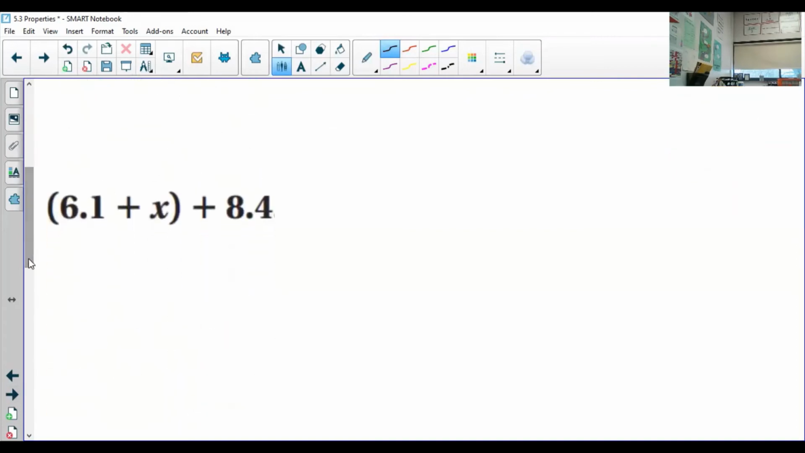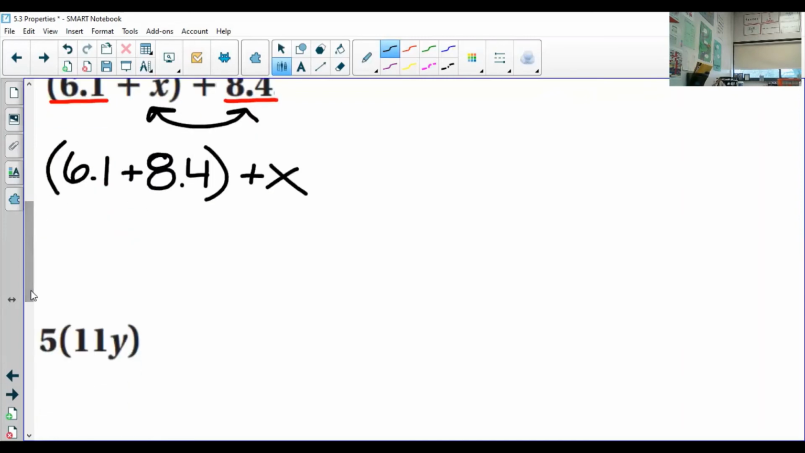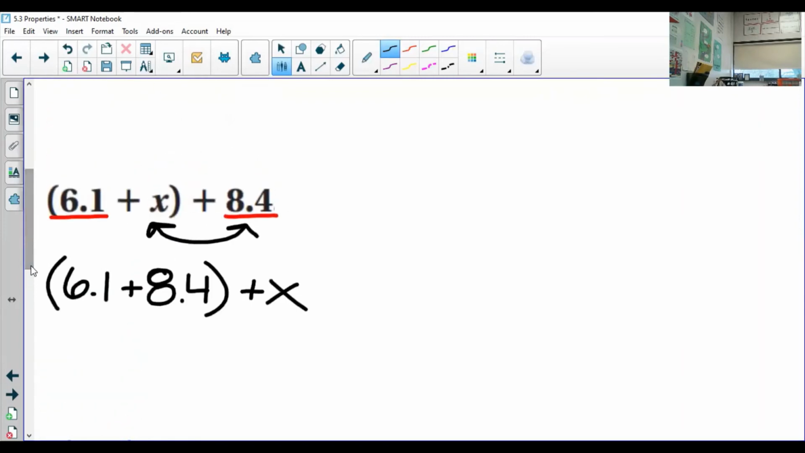Okay, next one. Now this one here, I see these two numbers don't have a variable, so let's combine them. We'll switch these two around because commutative property says we can do that. So in the parentheses, I have 6 and 1/10 plus 8 and 4/10 plus x. Add my decimals together, and I'm going to have 14 and 5/10 plus x, and that cannot be any smaller.